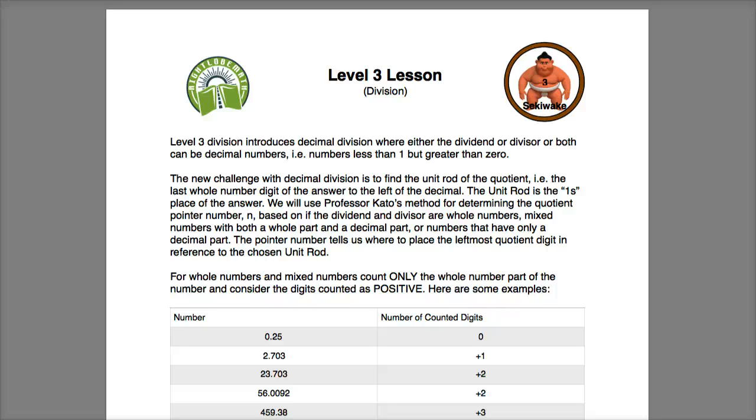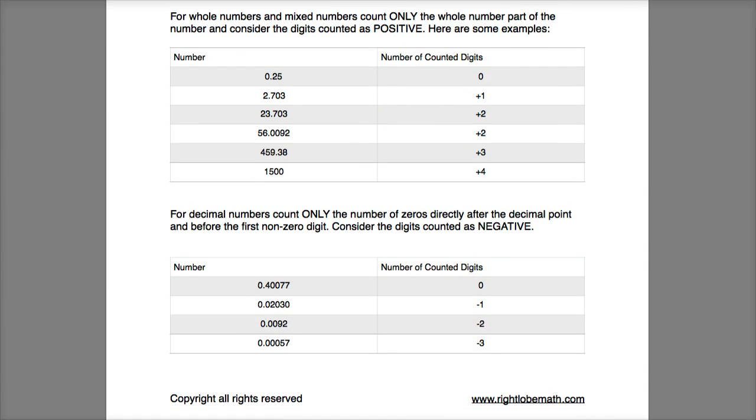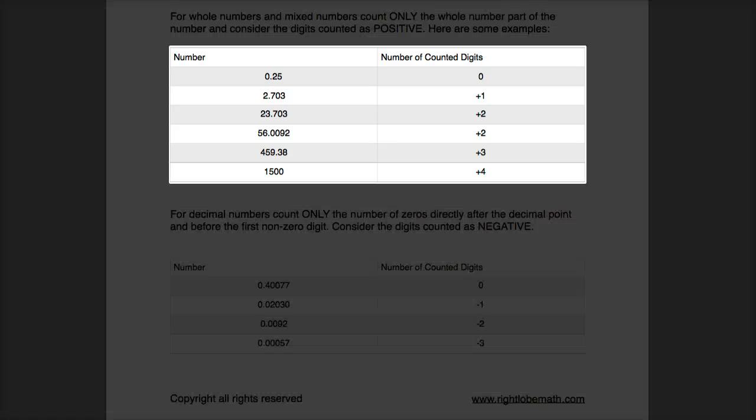Here we're going to jump into decimal division, where we're going to encounter numbers that are less than 1 and greater than 0. Just like we did in the decimal multiplication video, once we choose the unit rod, we need to determine this pointer number n value to know where to place our first quotient answer digit. And so we're going to use this same technique of counting digits based on whether they're whole or mixed numbers.